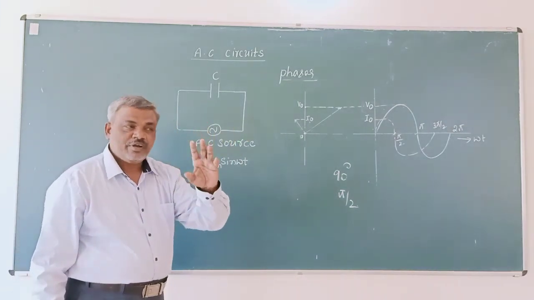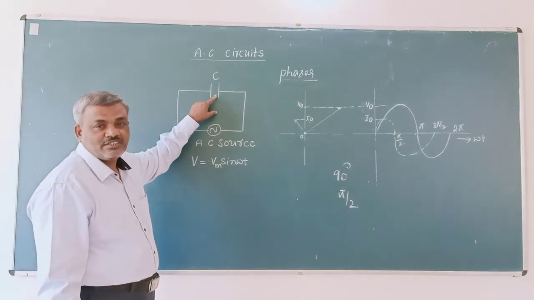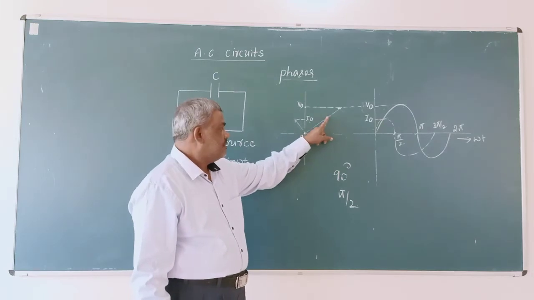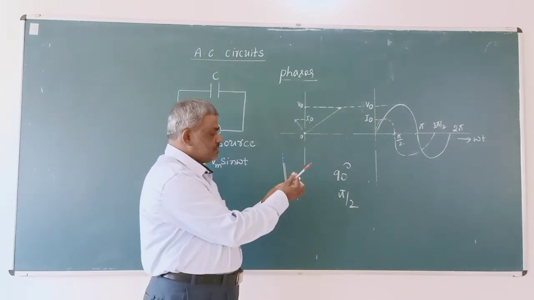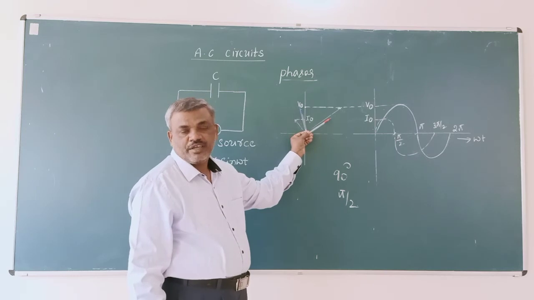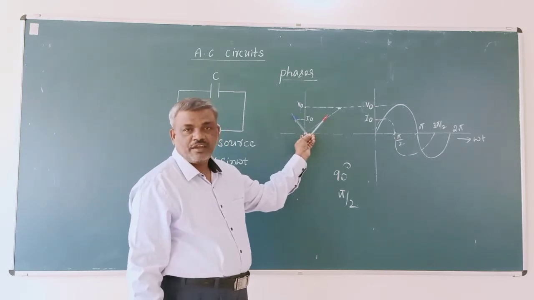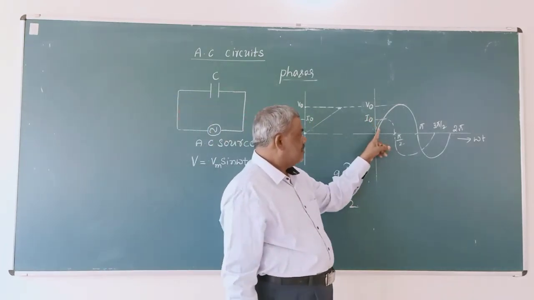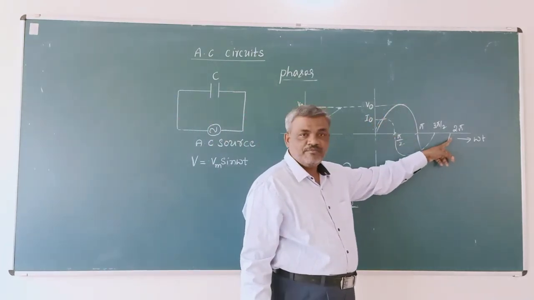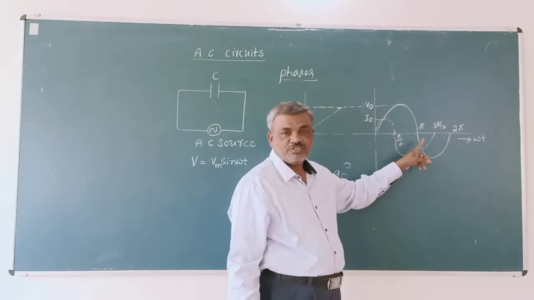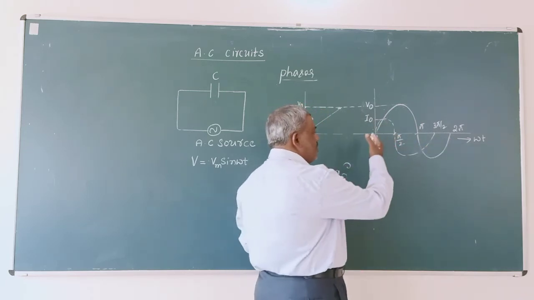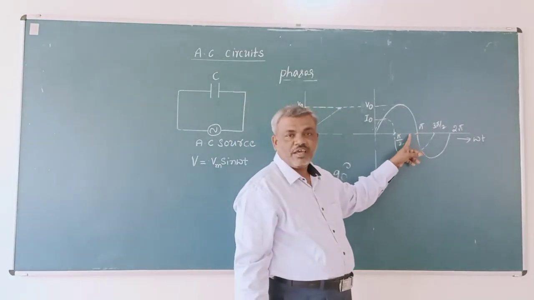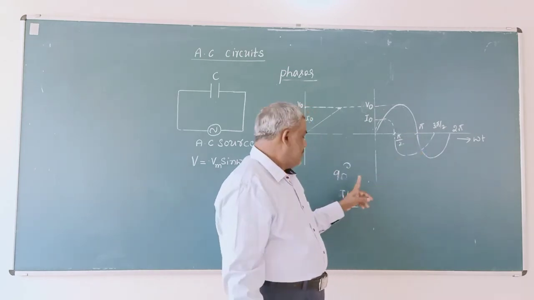So I repeat one more time. A pure capacitor is connected in series with an AC source. This is the voltage line and this is the current line. Red color indicates voltage, blue color indicates current. How much is the angle difference? 90 degrees. The voltage varies with a sine function with time, and the current also varies with a sine function with time. So this is the alternating voltage. The phase difference between voltage and current in this graph is 90 degrees.